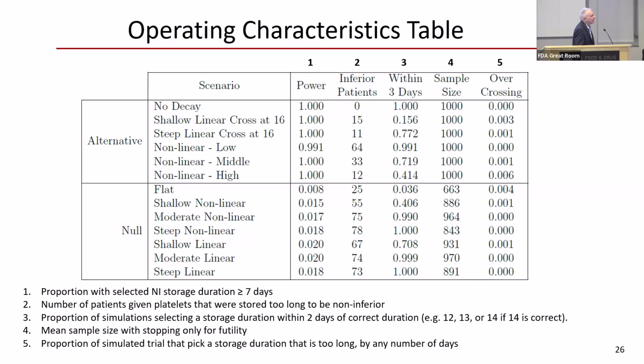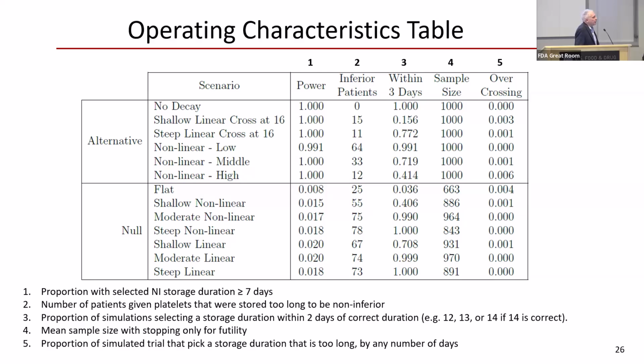So if one simulates the trial thousands of times and averages this behavior, this is the operating characteristics table. And I just want to point out that it's not just a question of type 1 error or power. In the first column, you have a traditional power, and you can see that at the bottom, across those different potential shapes of the null relationship, the type 1 error is controlled at less than 0.025. For the alternative hypotheses, there is excellent power for detecting the fact that there is a storage duration greater than 7 days for which the hemostatic efficacy is non-inferior to warm stored platelets.